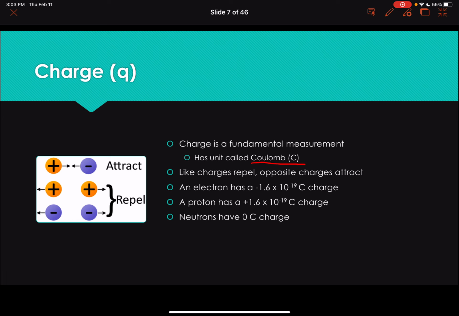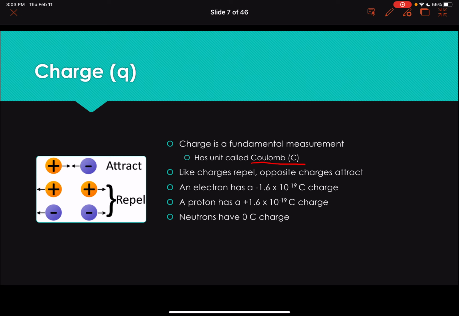We do need to know the actual charge of the electrons and protons. This is going to be referenced a lot. It's going to be a lot of homework assignments. It's going to be a lot on the test. You need to know that an electron has a negative 1.6 times 10 to the negative 16 coulombs charge. Again, we're dealing with a lot of exponents this unit.